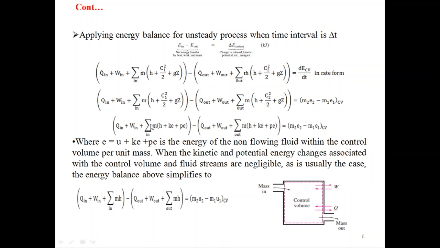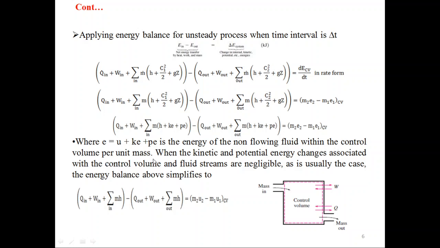Again we can write this as in minus out. Here we have replaced C1 squared by 2 with the kinetic energy per unit mass, small ke, and gz with small pe, the potential energy per unit mass, where small e, the energy per unit mass, is equal to small u, internal energy per unit mass, plus ke, kinetic energy per unit mass, plus pe, potential energy per unit mass, which is the energy of non-flowing fluid within the control volume per unit mass.